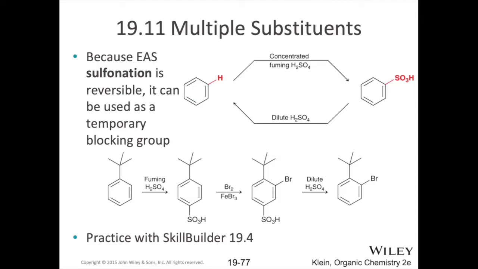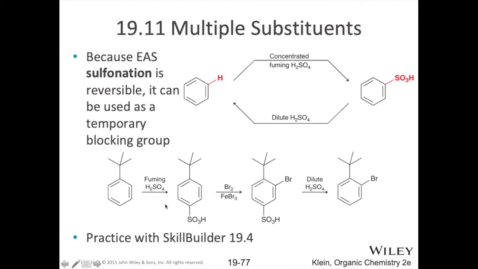Well, here's where that is really useful, because that is a great example of a blocking group. We can use that sulfonic acid to block off a site, and then once we have added on the substituents we want, we can remove that sulfonic acid group and we have the product we want.